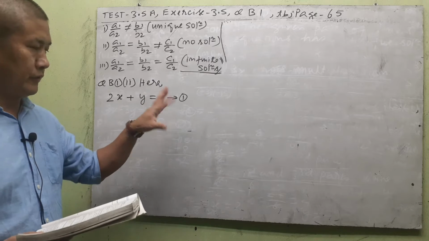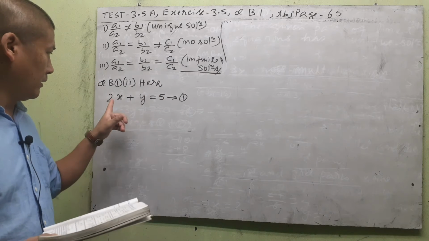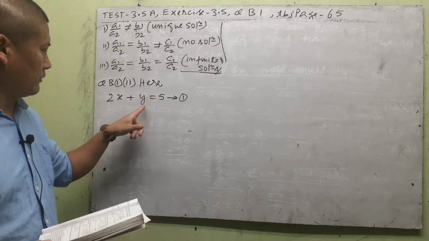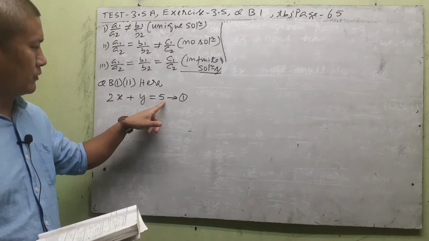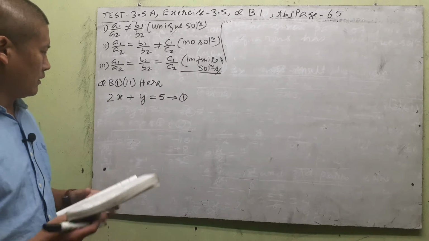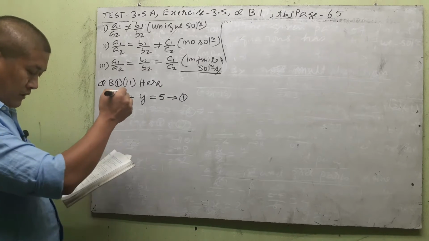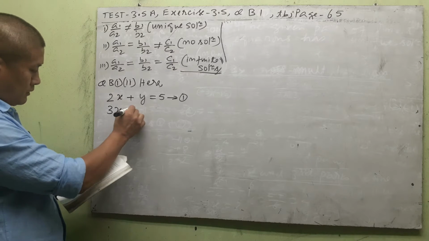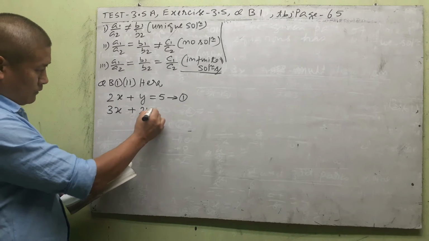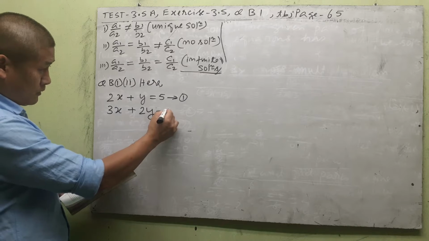So while doing this exercise, solving by cross multiplication, make sure the x term is in first place, y term second place. This C1 or C2, both should be on the right side, or both should be on the left side. Let me explain that after we write this again. 3x plus 2y is equal to 8.